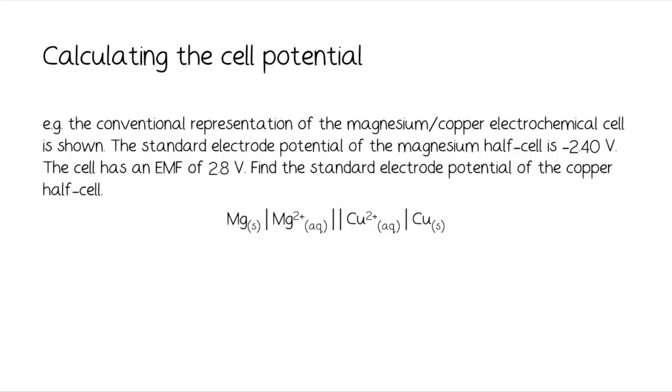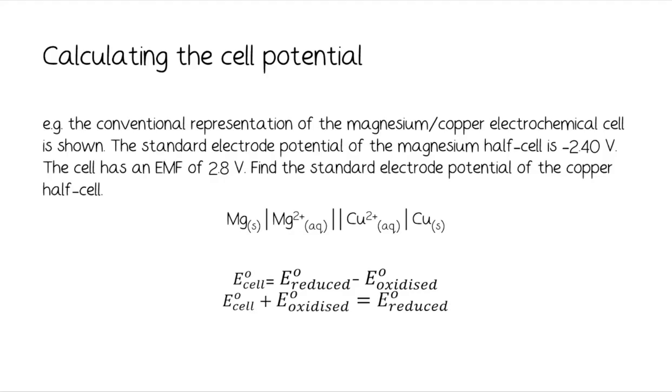It's helpful to start off by writing out the formula for the EMF of the cell, which is reduced minus oxidized, or right minus left. So we want to find out the right side, which is copper, which is being reduced. So we need to rearrange this formula. E cell plus E oxidized gives us E reduced. And then what you do is you just stick the numbers in.